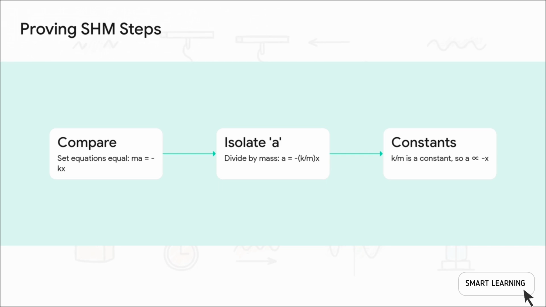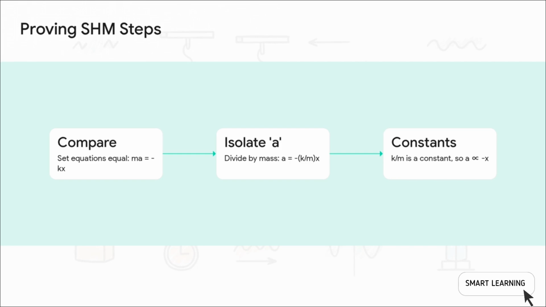Now for the final piece to the puzzle. Step 3. Think about this. During the entire oscillation of this mass on the spring, does the mass m ever change? Nope. Does the spring constant k change? No way. They're constants. So since k over m is just a fixed constant value, we can drop it entirely to reveal the underlying proportionality. And what are we left with? Acceleration a is directly proportional to negative x. Boom! We literally just crossed the finish line.